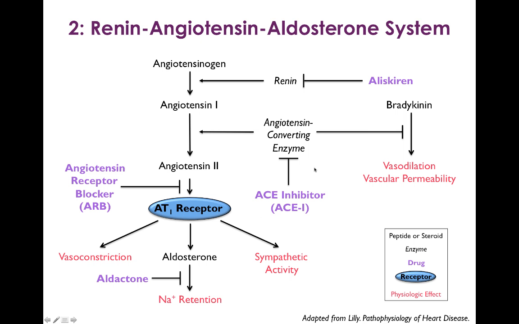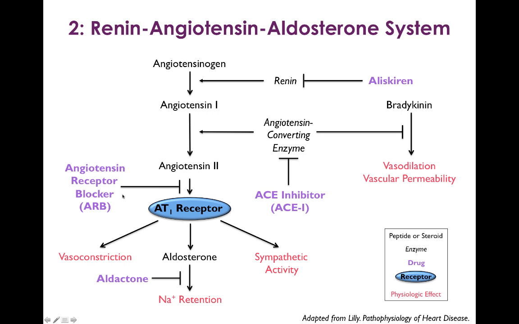They block angiotensin converting enzyme, thereby preventing conversion to angiotensin 2 and preventing angiotensin 2 from stimulating the angiotensin receptor. The other effect of that is that by blocking angiotensin converting enzyme, you no longer break down bradykinin and can have increased vasodilation and vascular permeability, which can increase cough in some patients, about 5%.